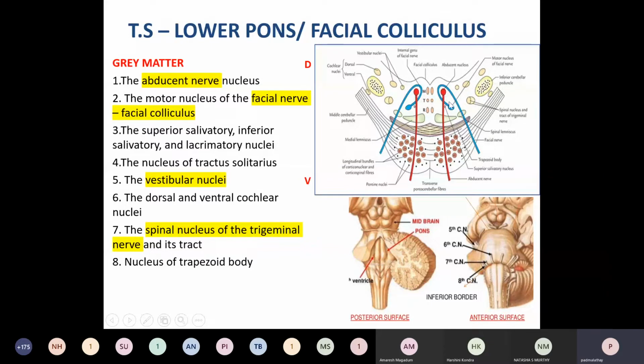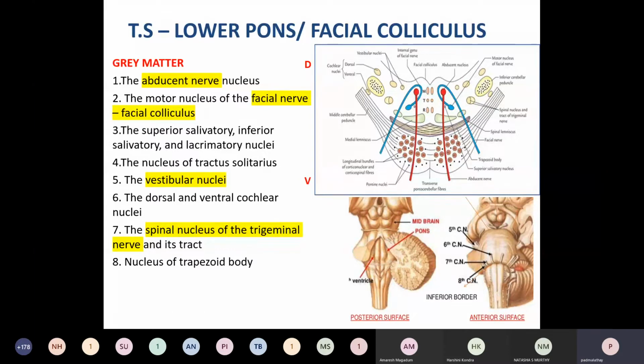Then you can see the motor nucleus of the facial nerve. The fibers of the motor nucleus of the facial nerve make a loop around the abducent nerve, which causes an elevation on the dorsal surface of the pons, which is called the facial colliculus. So because of the looping of the motor fibers of the facial nerve, the elevation is formed, that is called the facial colliculus. So we call this section the section at the facial colliculus.